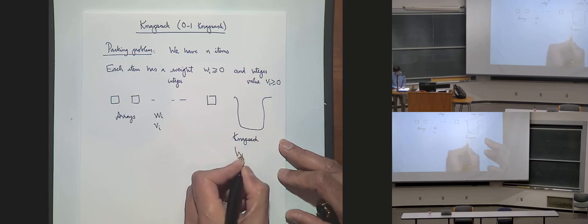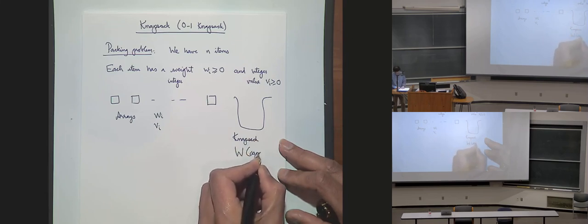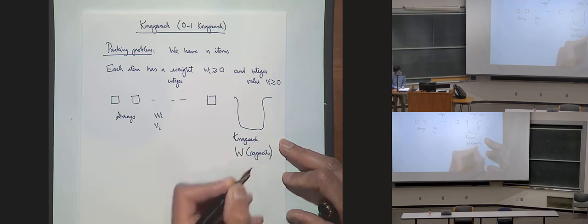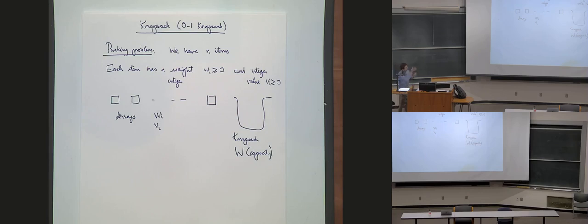The total capacity is capital W. This is often called the capacity of the knapsack. So it's like you have this bag of capacity W and a bunch of items. What is your aim? You want to pick a subset of items and put them in the knapsack. The weight of those items should not exceed the capacity, and under that constraint, you want to maximize the value of the things you've picked.